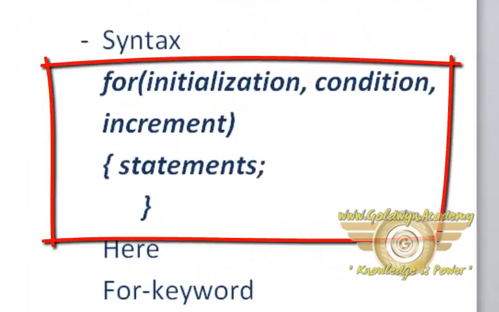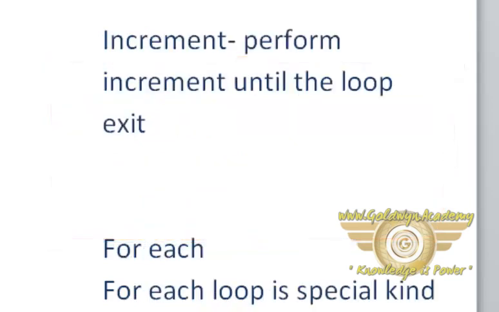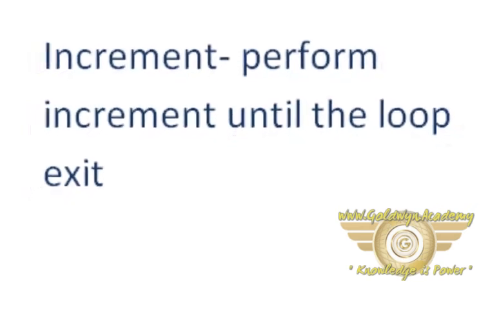Here, in the syntax, for is the keyword. Initialization means declaring one or more variables and initializing them. Conditional statement is used to stop the loop. Increment performs increment until the loop exits. Either it can be increment or it can be decrement. Let's take a look at the example of for loop.